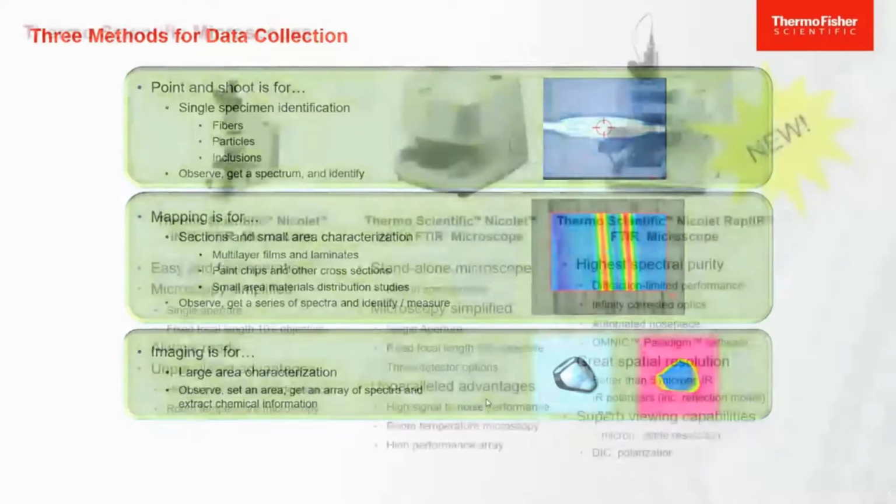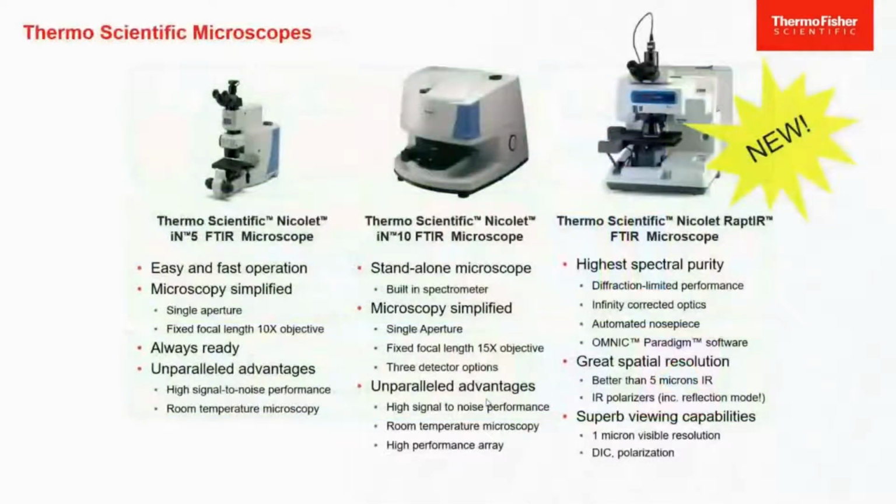So now let's move on and look at the three different microscopes that we'll be discussing here today. On the left is the Nicolet IN5. This is a very small manual microscope, very easy to use. In the center is our Nicolet IN10 microscope. It stands alone, doesn't need a spectrometer attached, and it can do imaging. So when we talk about imaging, that'll be this microscope we use for FTIR.